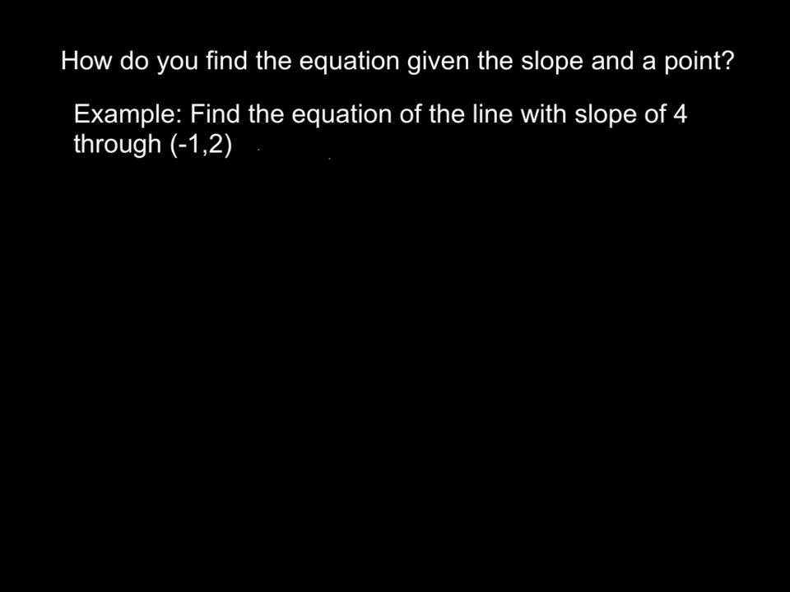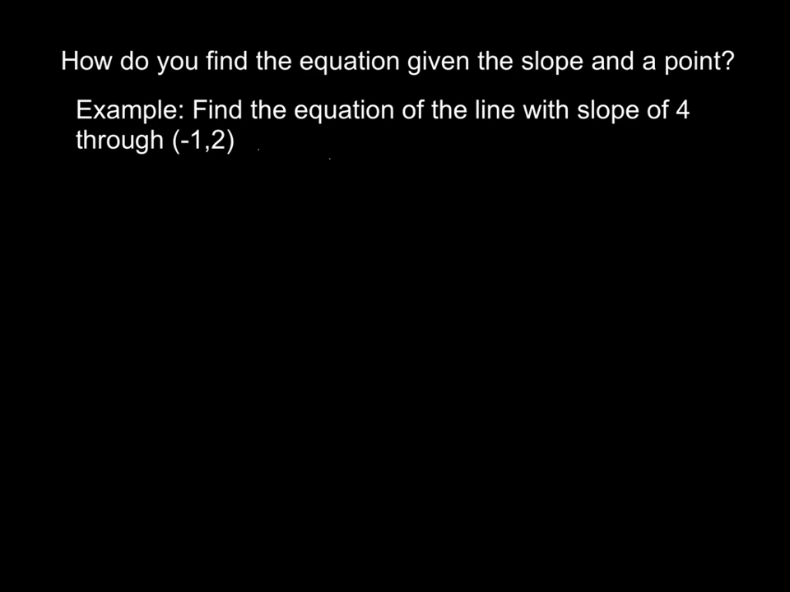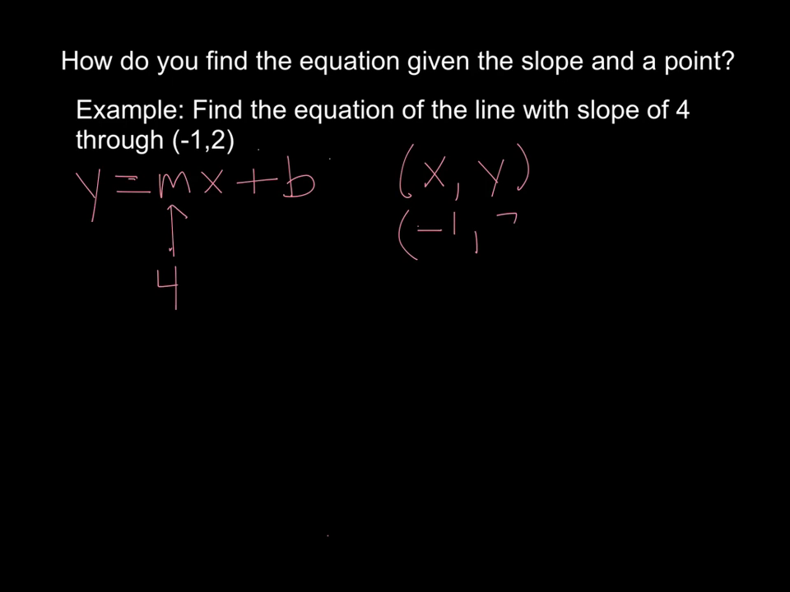For our next example, we'd like to be able to find the equation of a line given the slope and a particular point. So for this equation, again, we're going to start with y equals mx plus b. And we're told that our m is 4. And we're actually given the ordered pair -1, 2. So we actually have an x and a y as well.